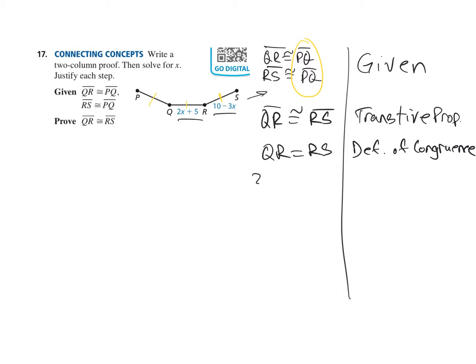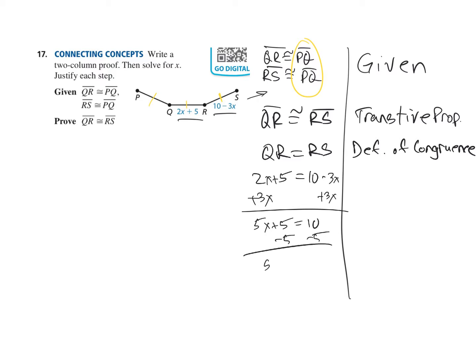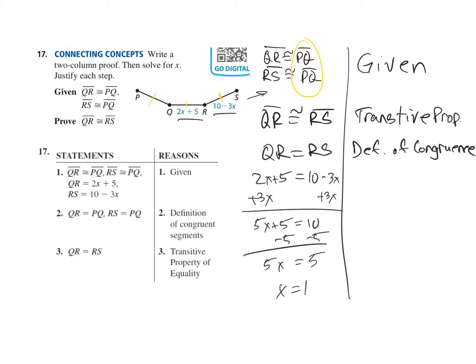You can now say that 2x plus 5 is equal to 10 minus 3x, and then we can solve them. Add 3x, we get 5x plus 5 equals 10. Subtract the 5, and you get 5x equals 5. Divide off the 5, and x equals 1. All right, let's take a look and see what their answer is.